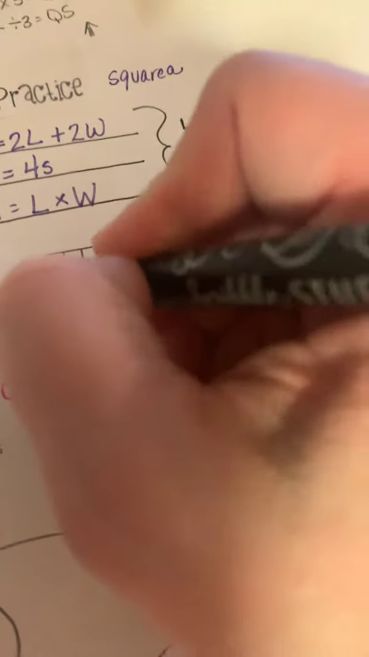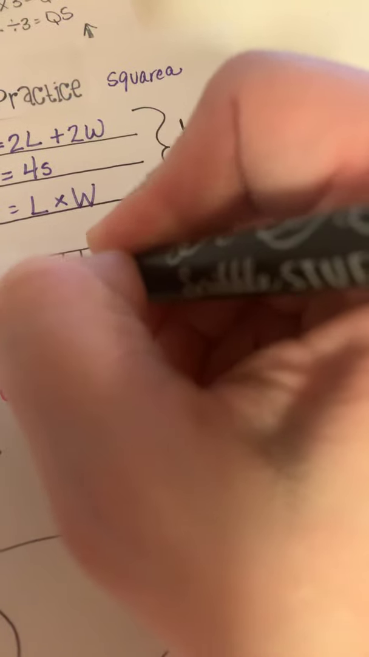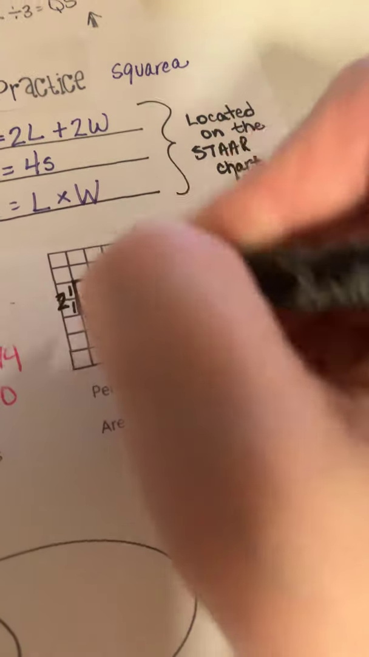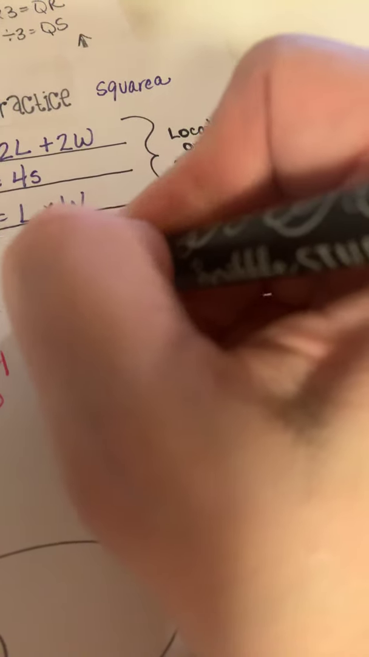Okay, let's label the dimensions. The length is 2. The width is 2. How should I know? Why does that make sense? Yeah, it's a square. So let's label all of its edges.